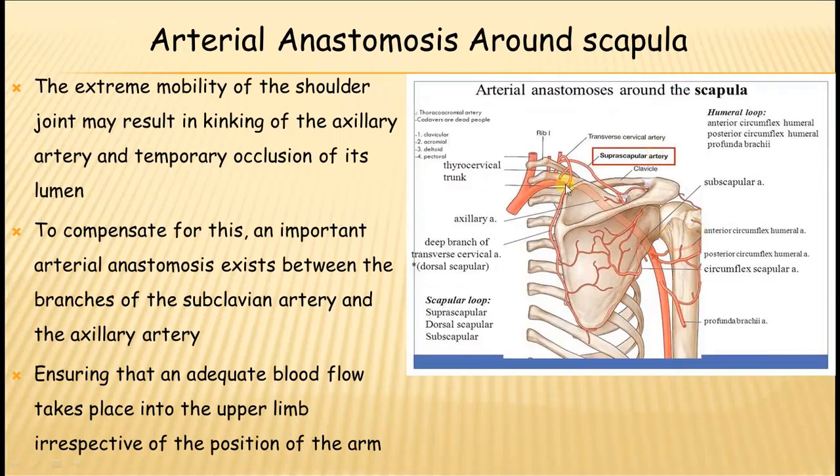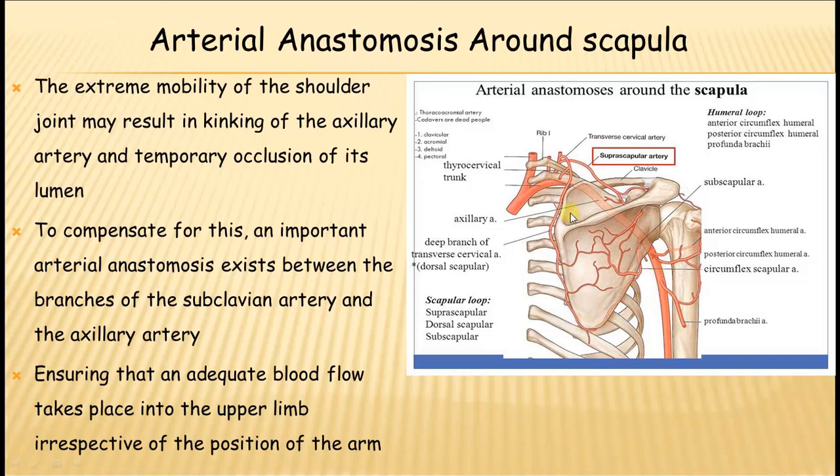Here you are able to see the trunk. If this single trunk is getting compressed anywhere, this wide area can be bypassed, that is, starting from the second and third part of the subclavian and the first and second part of the axillary. So there exists a communication between the first part of the subclavian and the third part of the axillary artery.